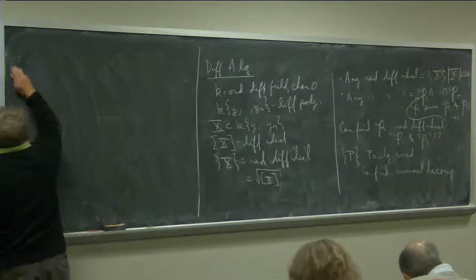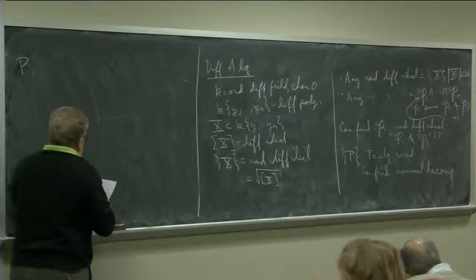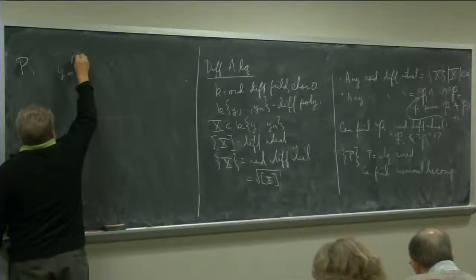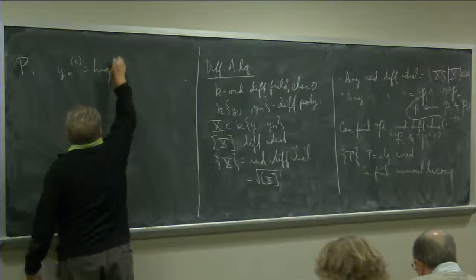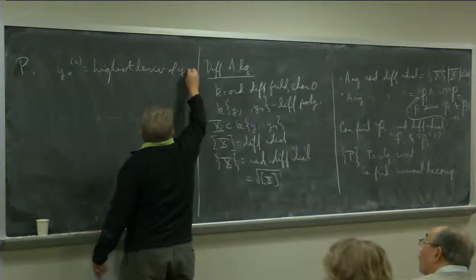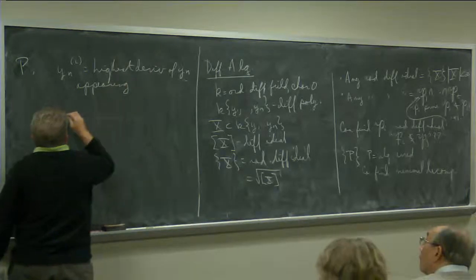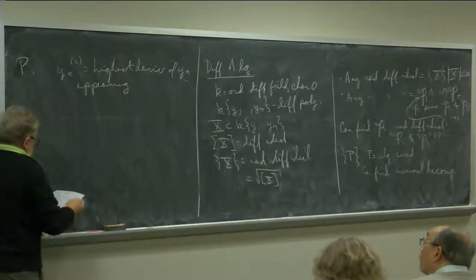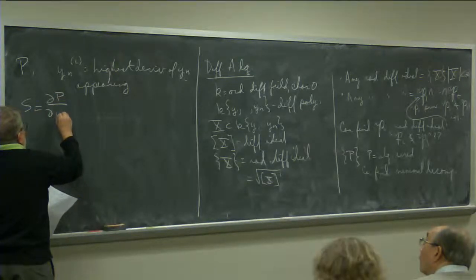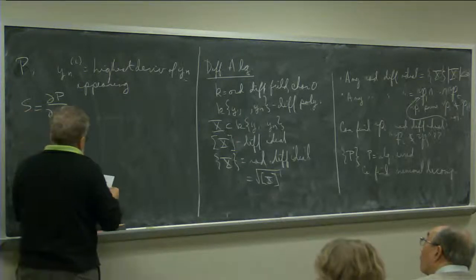We start with P, of course. Let's say that y sub n, the nth derivative, is the highest derivative of y_n appearing. I define the separant: the derivative with respect to that variable. This is the separant.